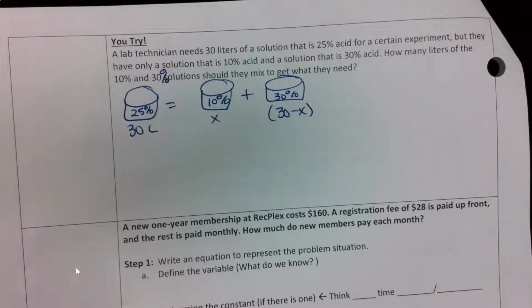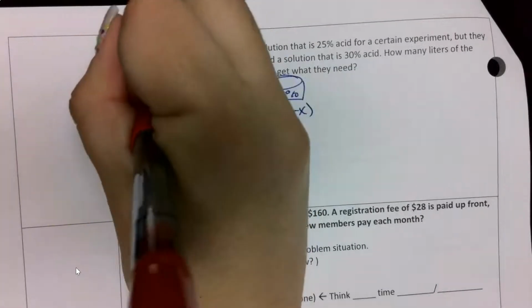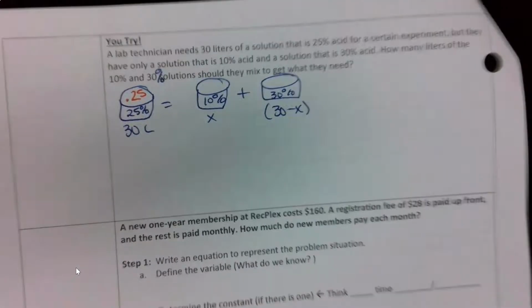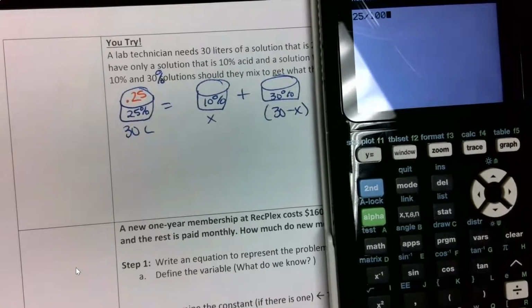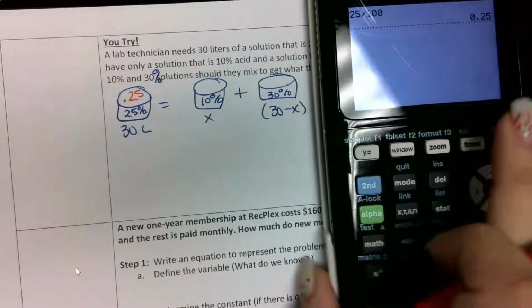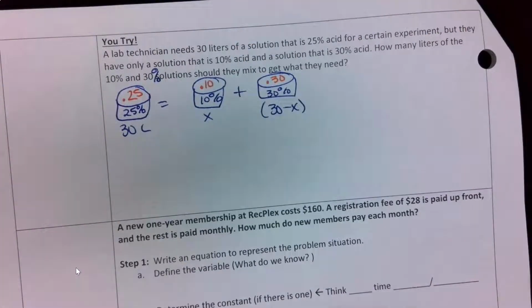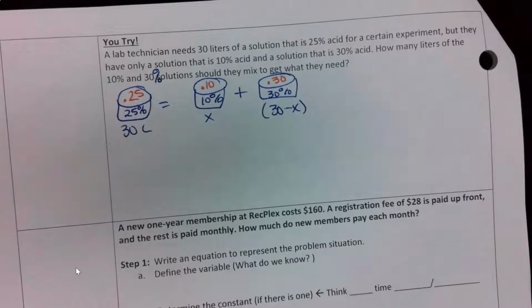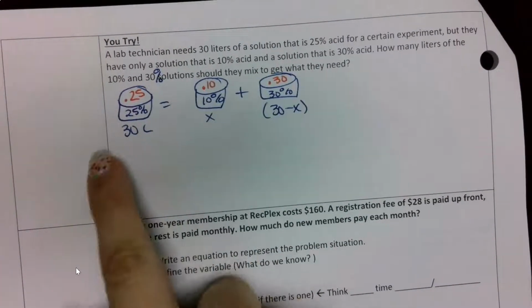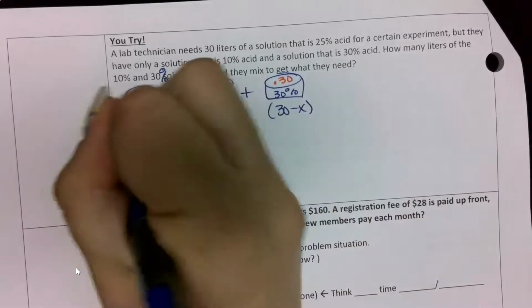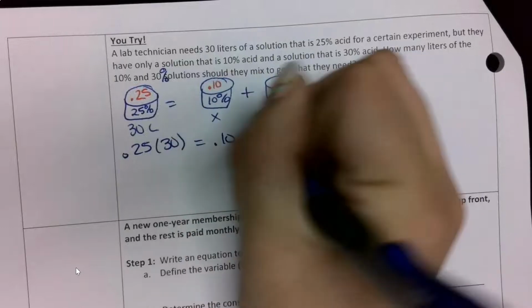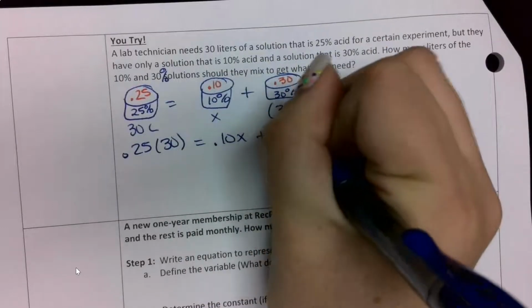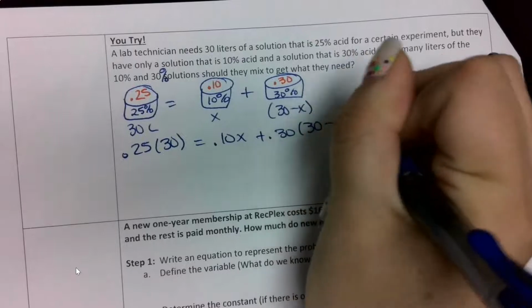Then what I'm going to do next is I'm going to convert these percents into decimals, so I'm going to have 0.25. Remember to convert a percent into a decimal, I'm going to do 25 divided by 100, which gets me 0.25. So I'm going to do that for all three of those. It's going to get me 0.10 and 0.30. Then I'm going to take my decimals and multiply by the number of liters in each of these containers. So I'm going to have 0.25 times 30 equals 0.10 x plus 0.30 times 30 minus x.